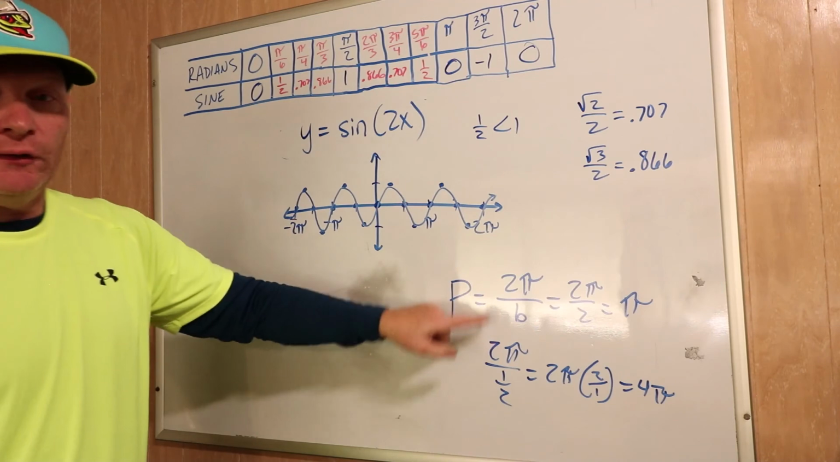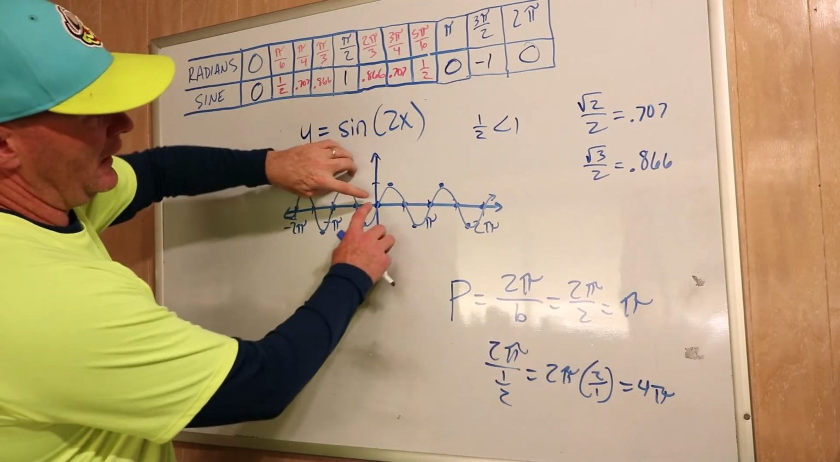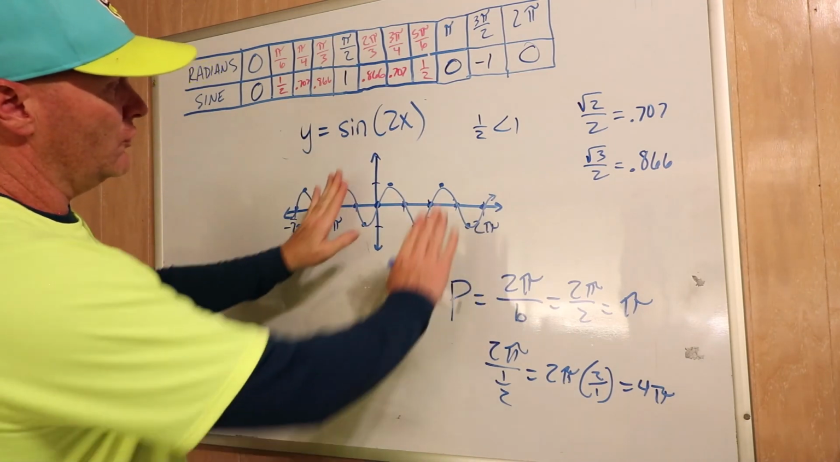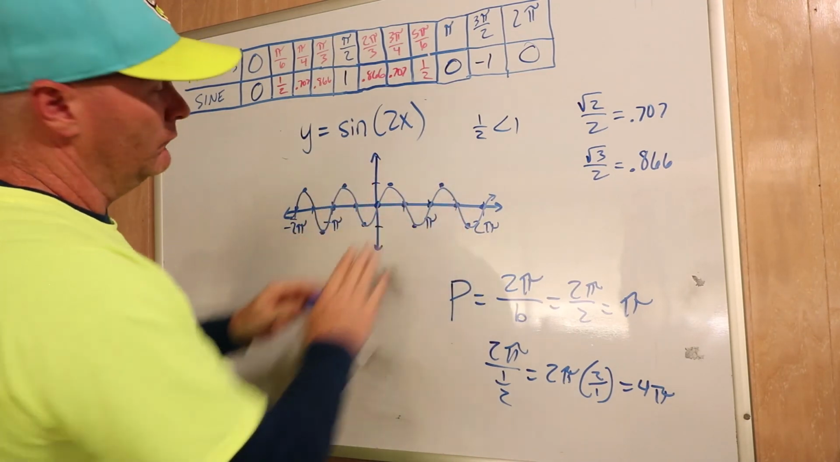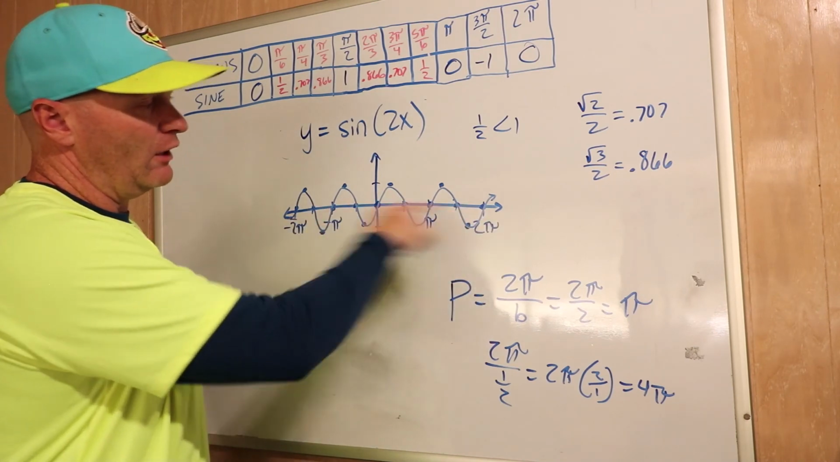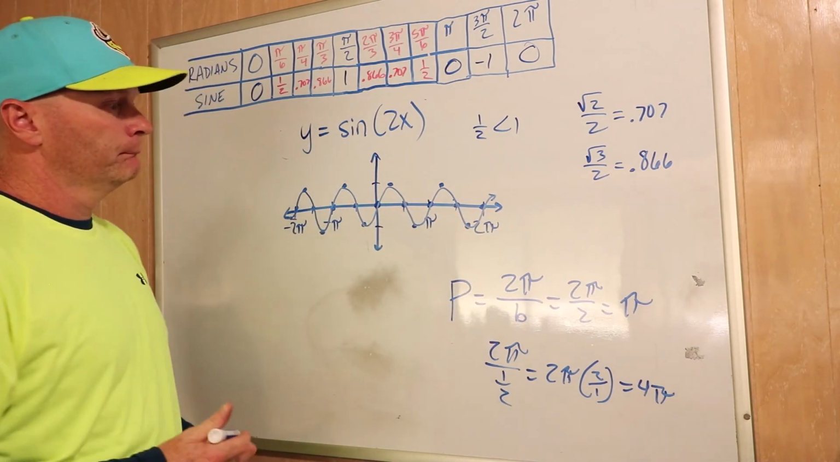We found our new period was pi, so we knew that it had to make it all the way through a cycle by the time it got back to pi. Okay, so now our period is pi, and let's see, we have 1, 2, 3, 4. We got 4 cycles in our graph there.